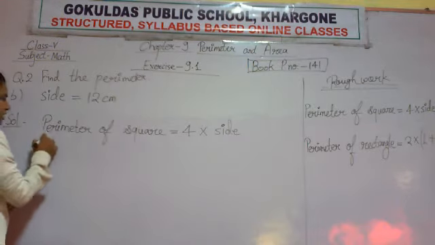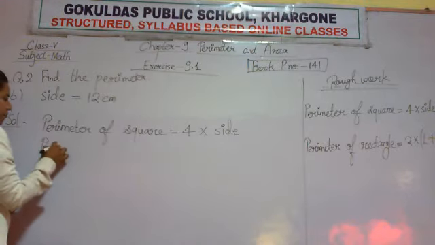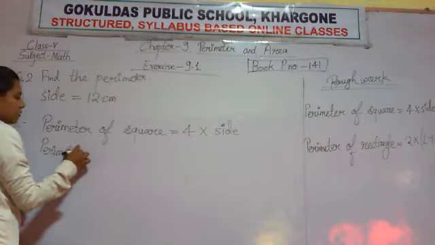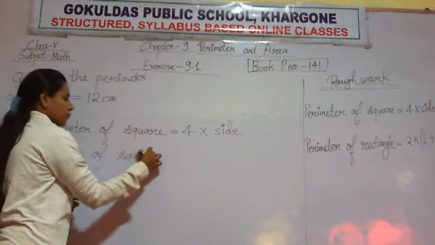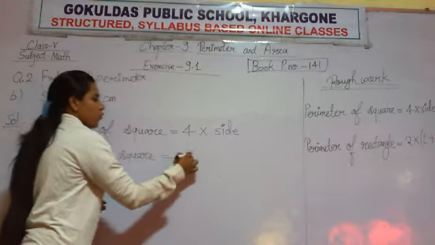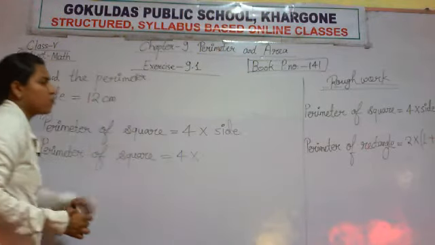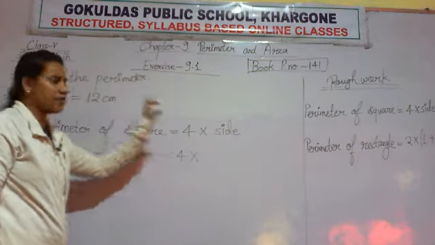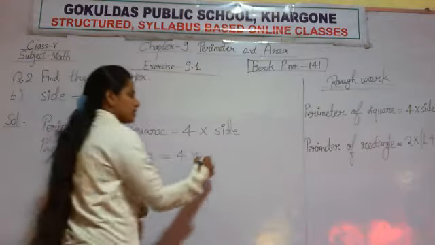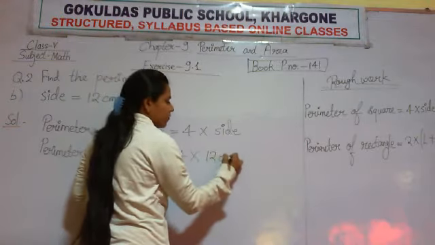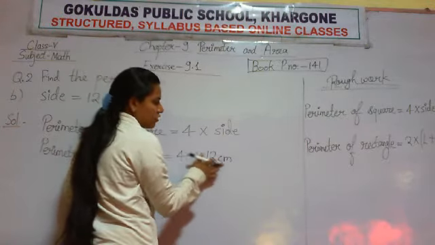Now put the value of side in the formula. Perimeter of square is equal to 4 multiplied. What is the value of side? In the given question, the value of side is 12 centimeters. So at the place of side, we write 12 centimeter.